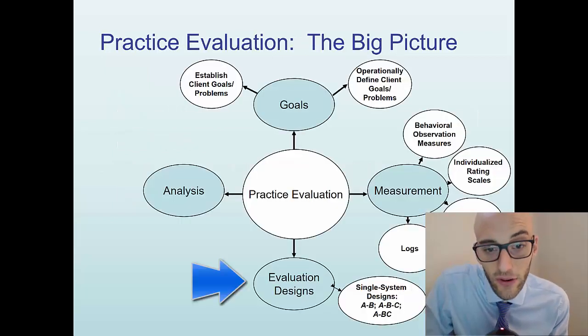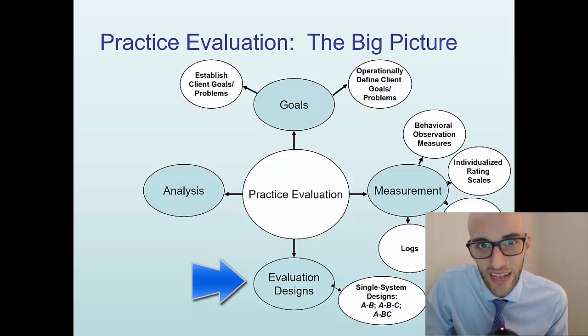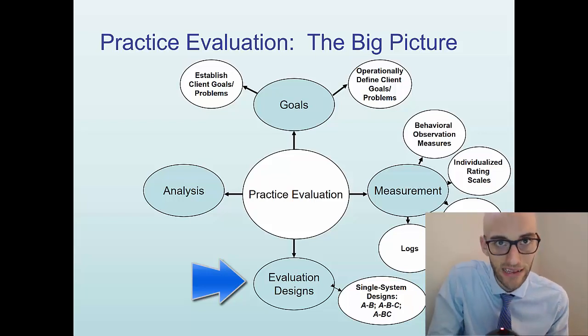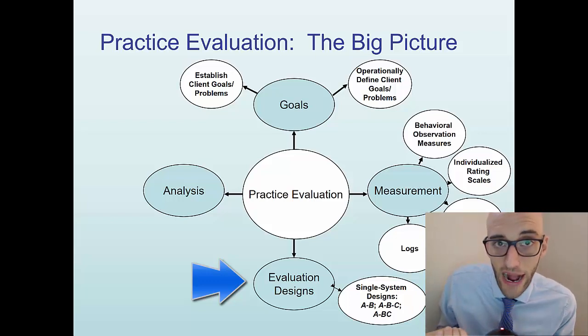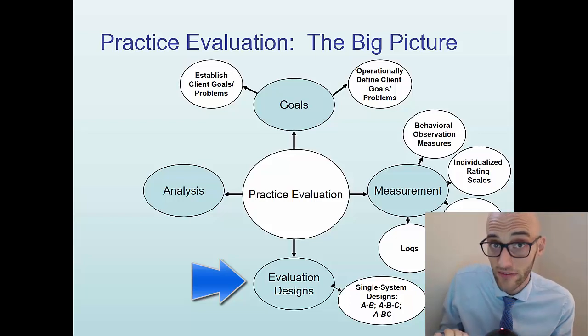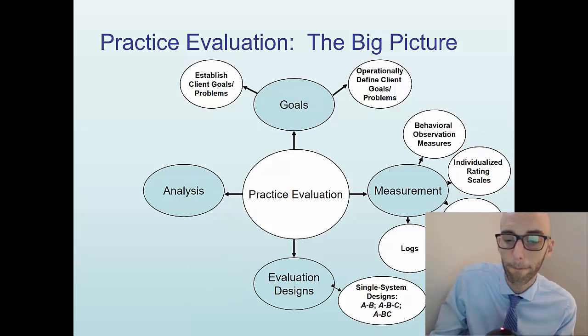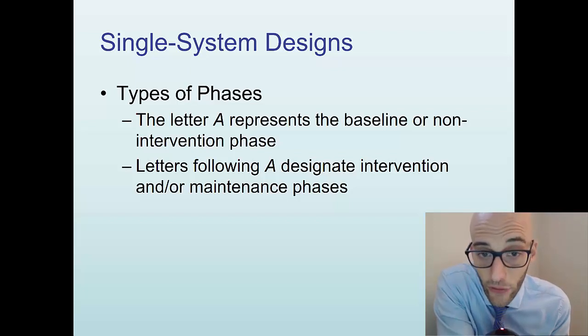So back to the big picture for the course here, looking at evaluation designs. There are a few different types of single system designs out there. Most commonly, people use just an A/B baseline intervention, and that's all that's required for this course. But as you move into practice, I'd like for you to at least have some familiarity with the different types of single system designs that are out there. As we're looking at these graphs, the letter A typically indicates a baseline phase where there's no intervention yet in place. The letters following A designate an intervention or a baseline phase.